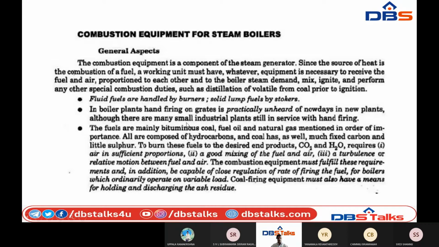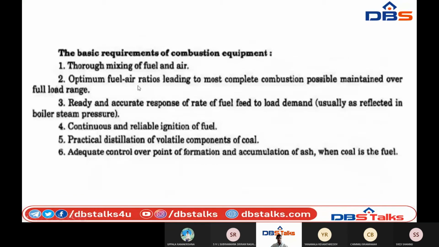In olden days, they used hand firing, but in modern high pressure boilers, we are using supercritical boilers in steam power plants. For that reason, manual firing is very difficult in steam power plants to start the combustion. So in modern power plants, we install feeders and stokers.